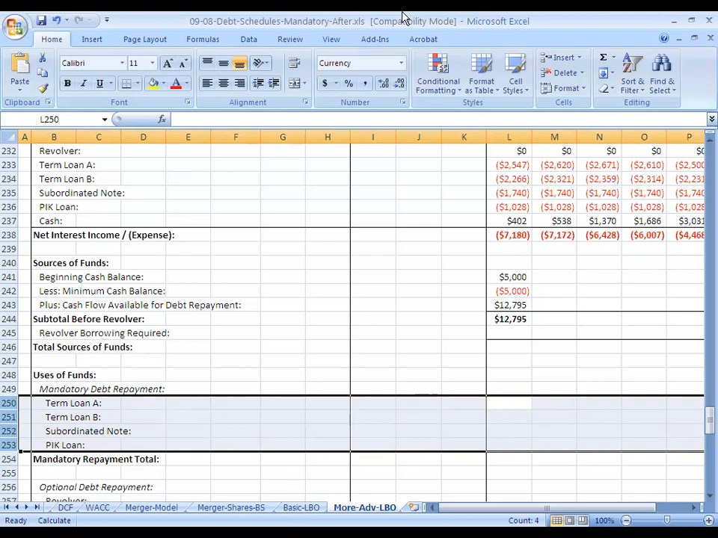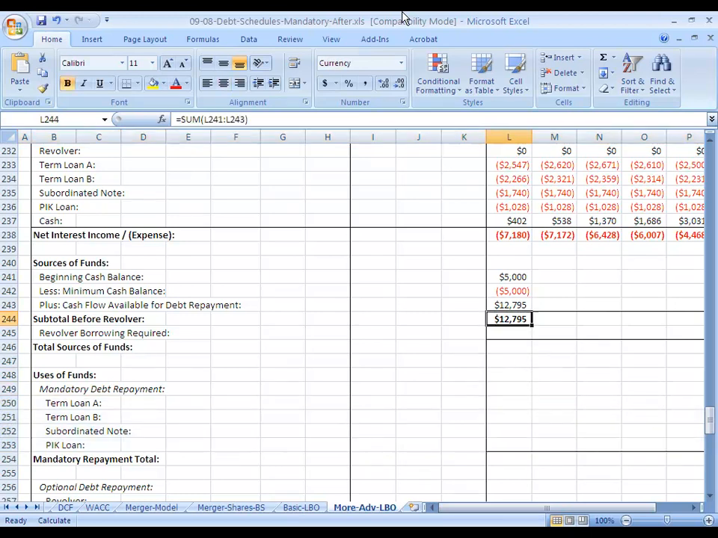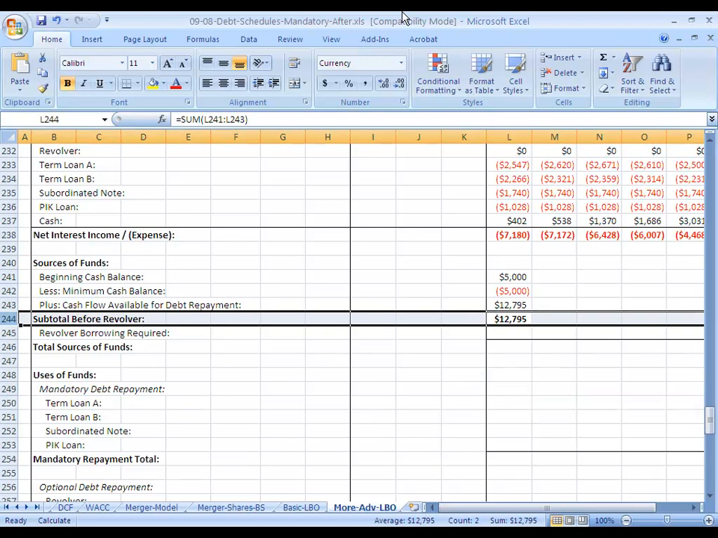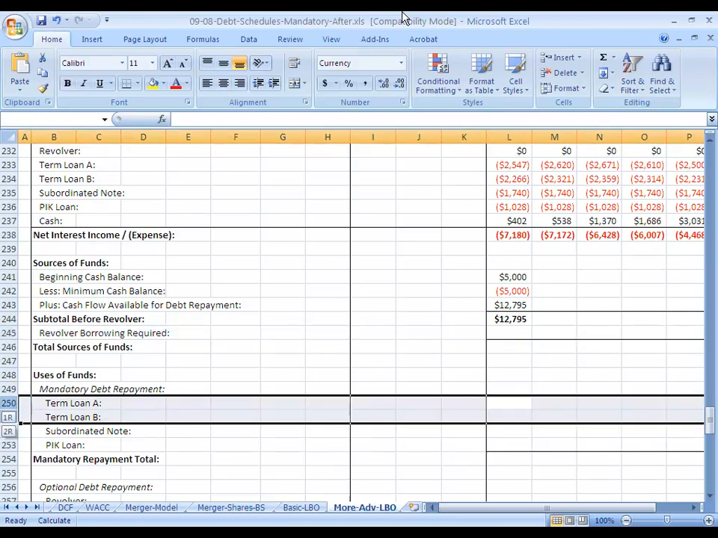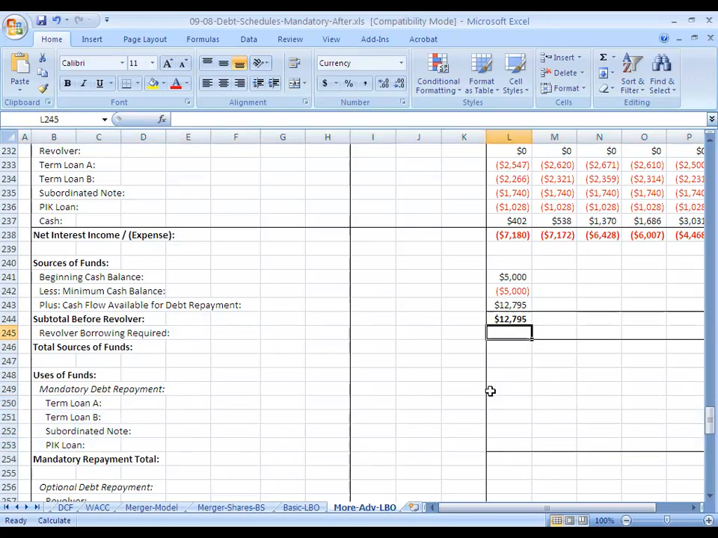And the issue here is that if the mandatory repayment total exceeds the subtotal before revolver, then that means that we're going to have to draw on our revolver and do some borrowing there, get a line of credit there, and start actually drawing on our revolver and using that to make some of these mandatory debt repayments. So as you might have guessed, the formula for the revolver borrowing required is going to involve our mandatory repayment total and then subtracting the subtotal before the revolver.